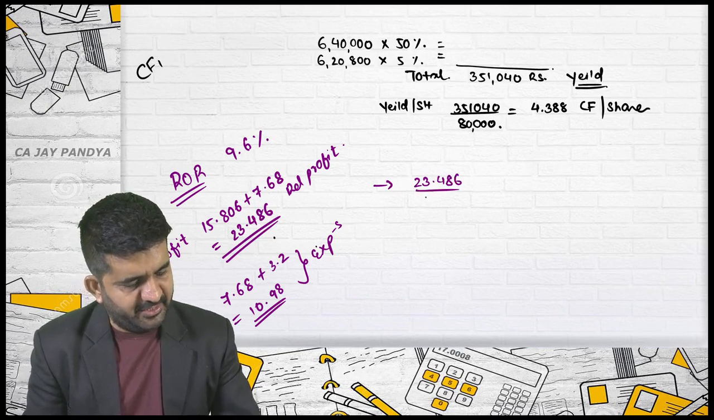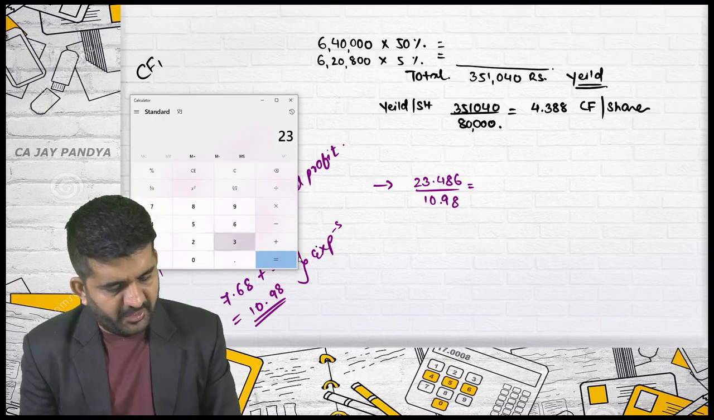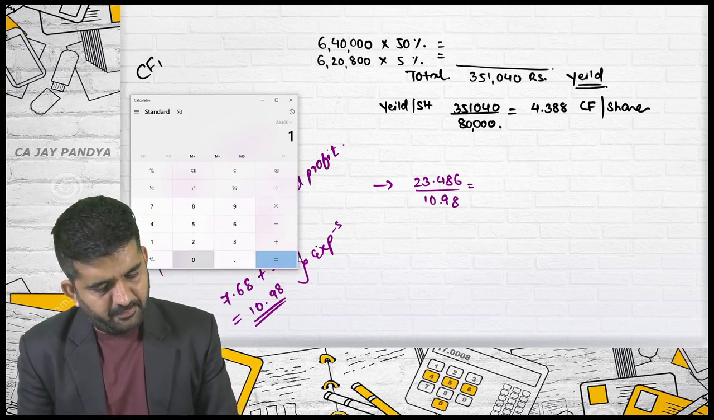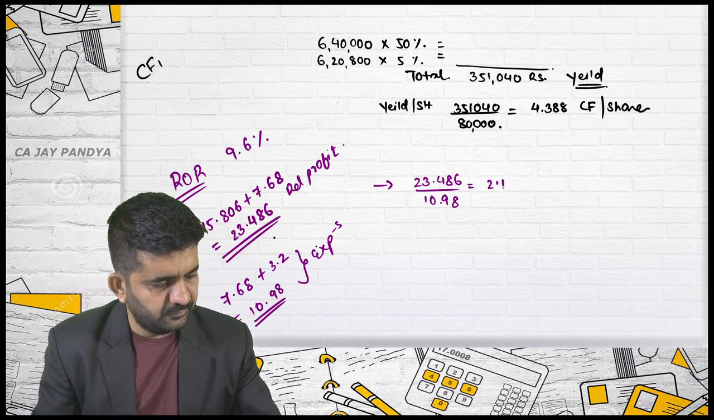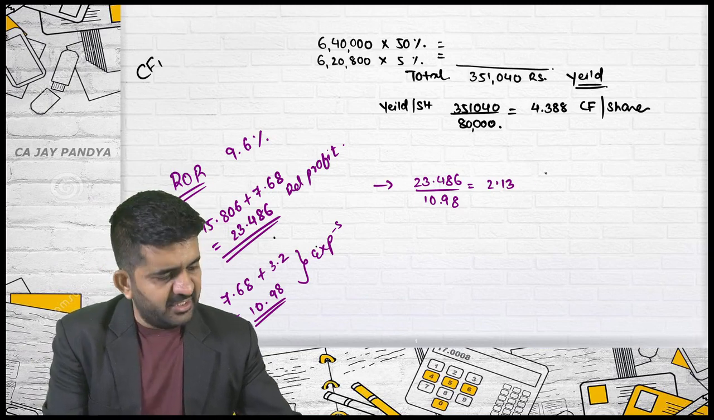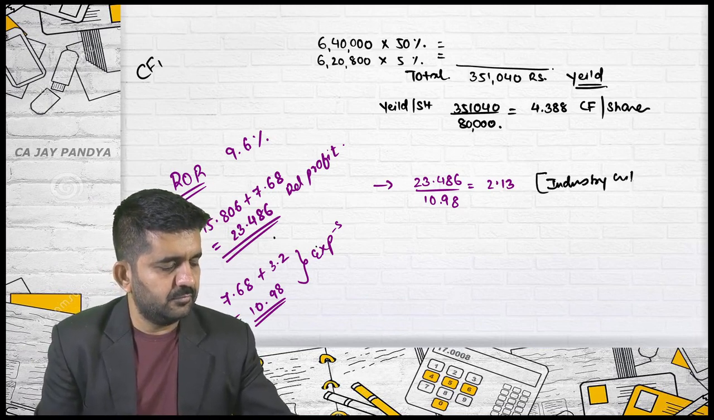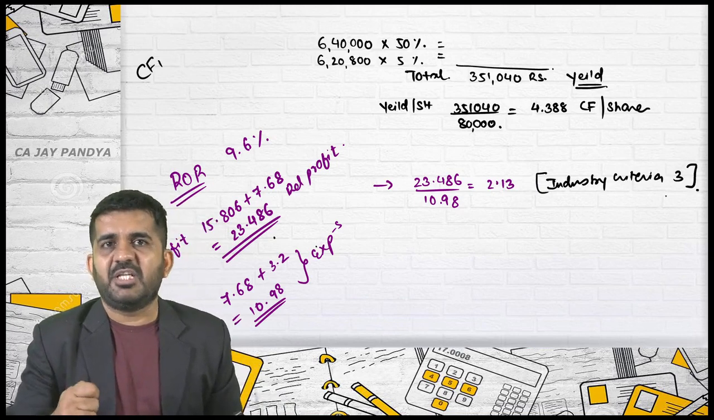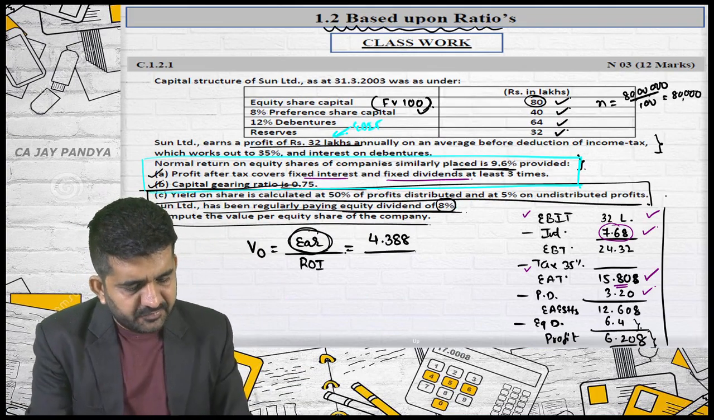23.486 divided by 10.98 is 2.13. What is the industry criteria? It is 3. Are you matching with the industry criteria? The answer is no. Let us go to the second point first.